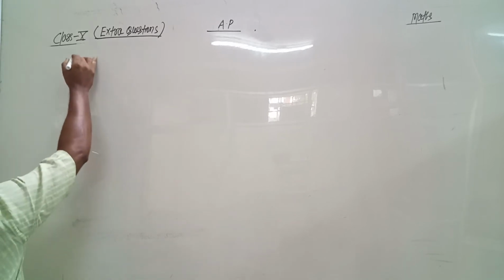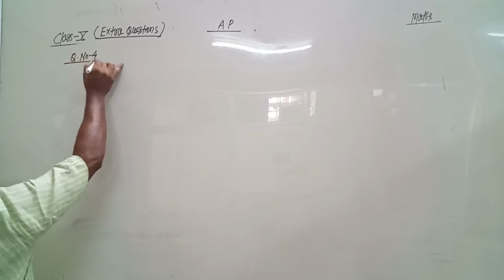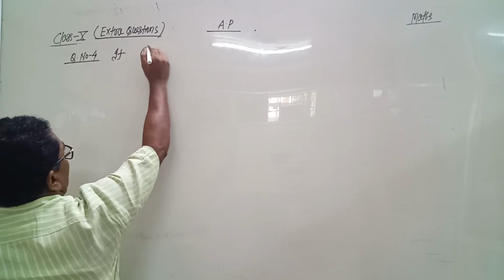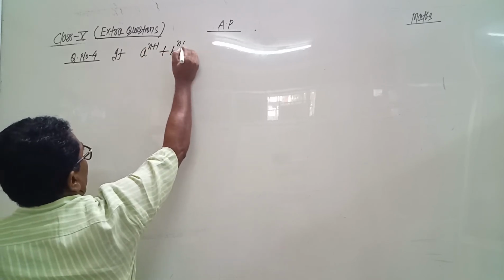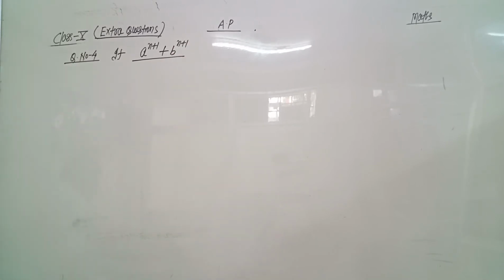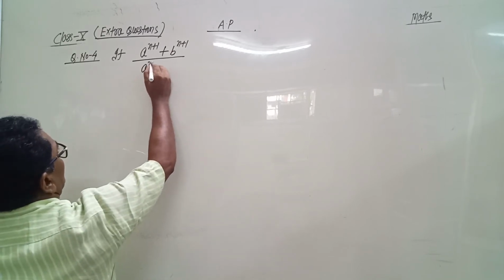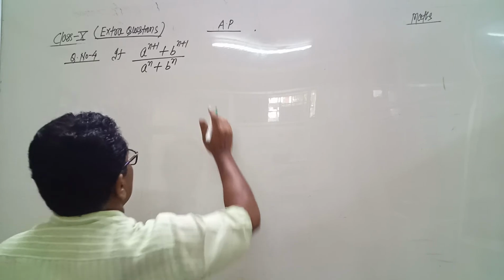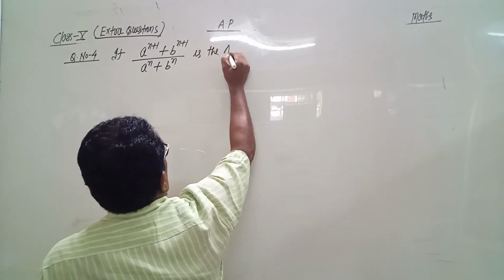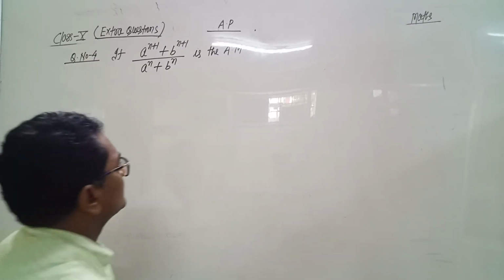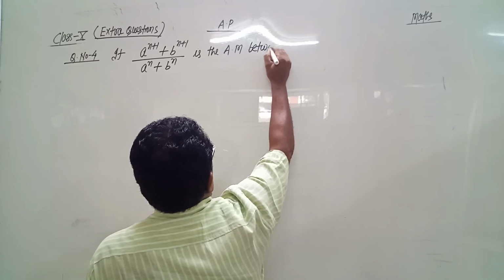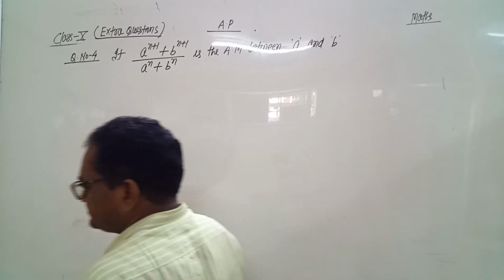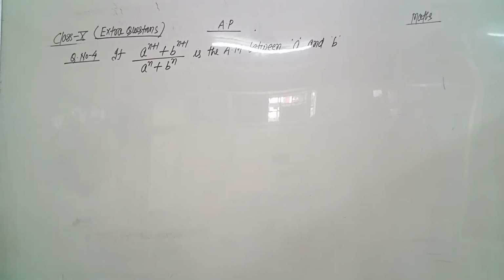Question number 4. If a raised to the power n plus 1 plus b raised to the power n plus 1 upon a raised to the power n plus b raised to the power n is the AM between a and b, AM means arithmetic mean, where a and b are two numbers, then find the value of n.